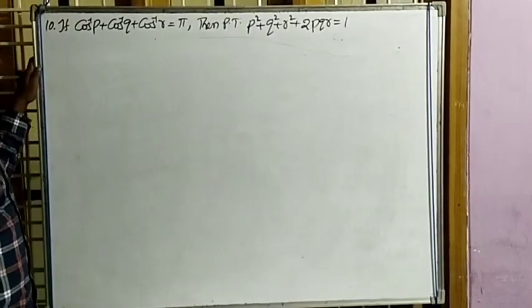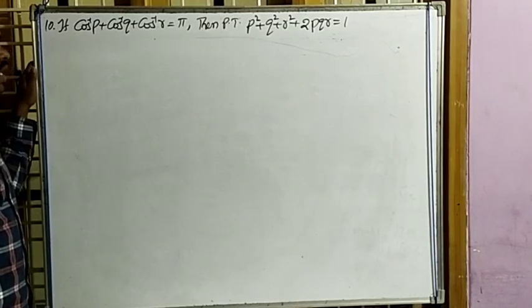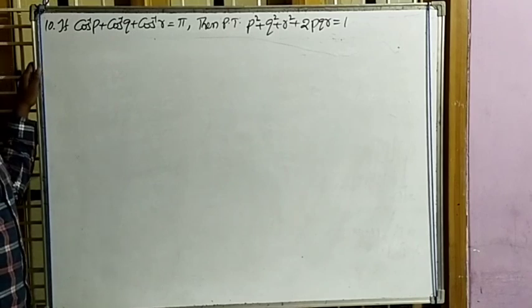Yeah, 10th question. If cos inverse p plus cos inverse q plus cos inverse r is equal to pi, then prove that p square plus q square plus r square plus 2pqr is equal to 1.